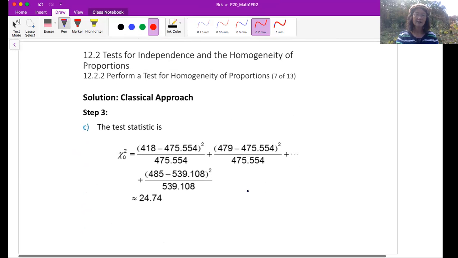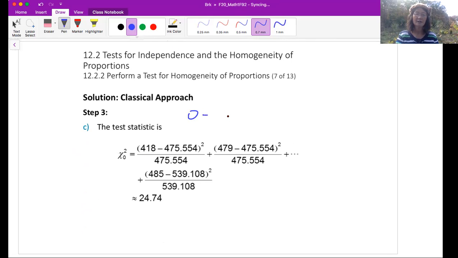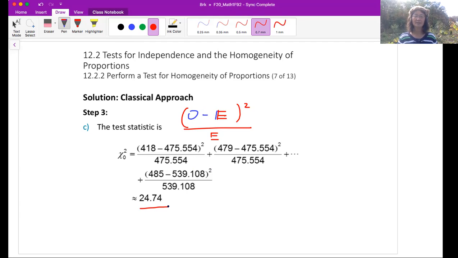And then the test statistic is: use observed minus expected, squared, divided by expected. You do this for six cells, and you come up with the chi-square test result of 24.74. So this is the test statistic.